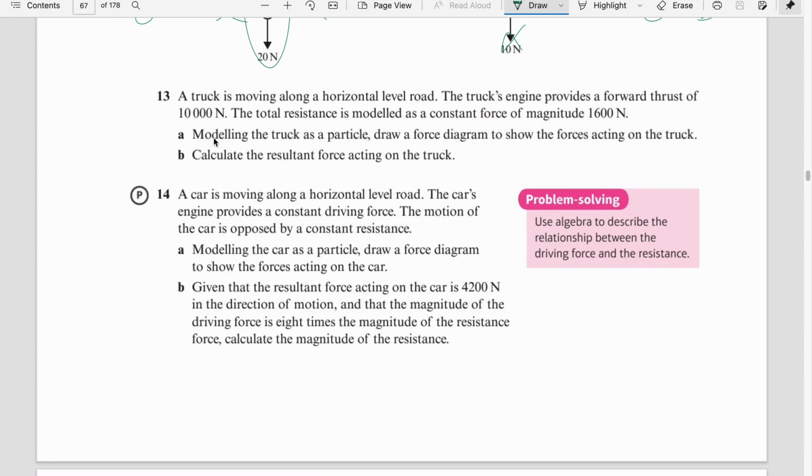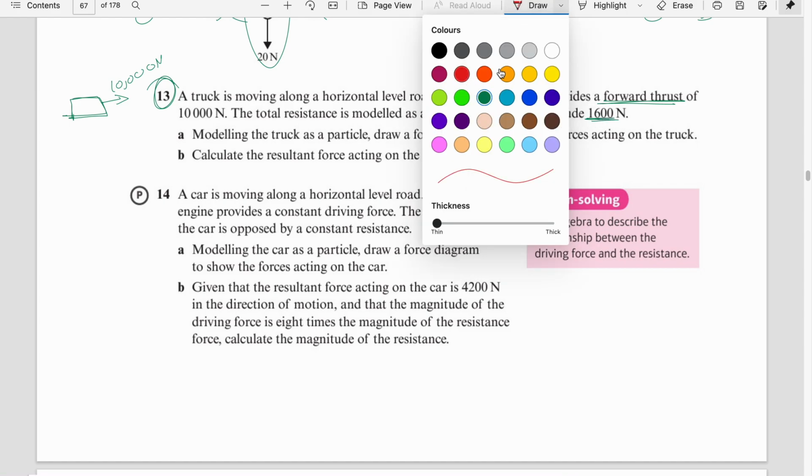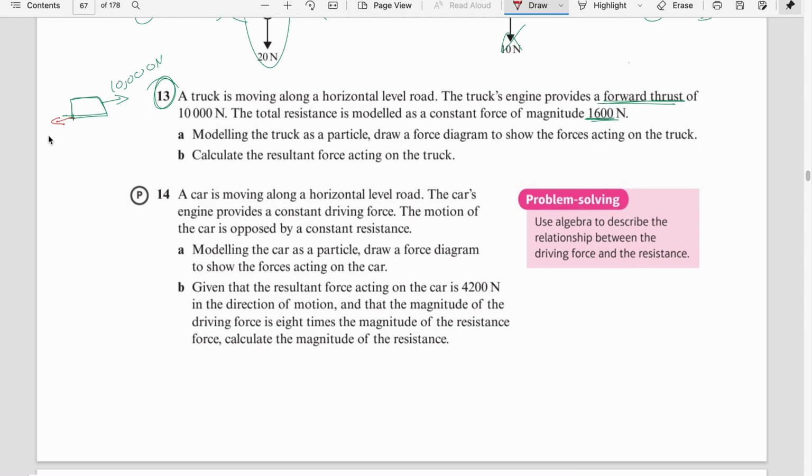Question number 13. A truck is moving along a horizontal level road. The truck's engine provides a forward thrust of 10,000 newtons. So an estimated diagram, if it is providing a forward thrust of 10,000, should look like this. The total resistance in the model is a constant force of 1600 newtons, that should be backwards. So 1600 newtons.